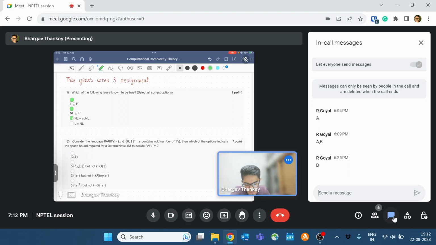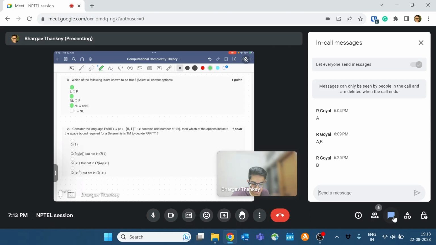And why is C correct? Because of that theorem, the Immerman-Szelepcsényi theorem, if I correctly remember the name. And the proof is really very horrible.